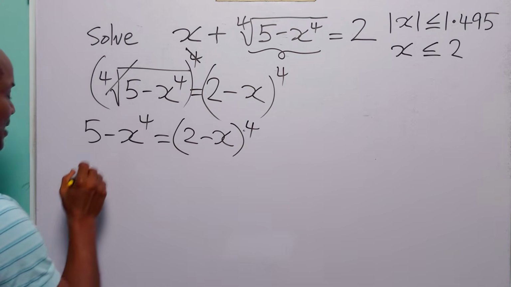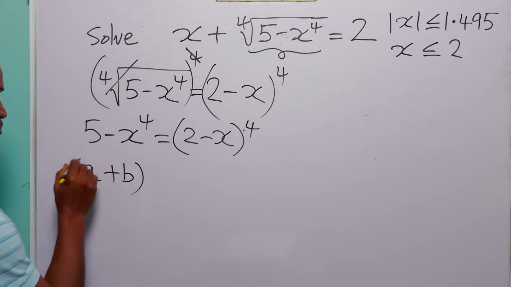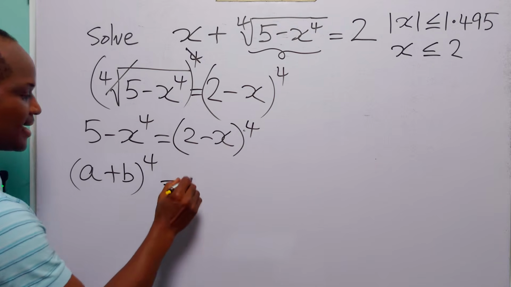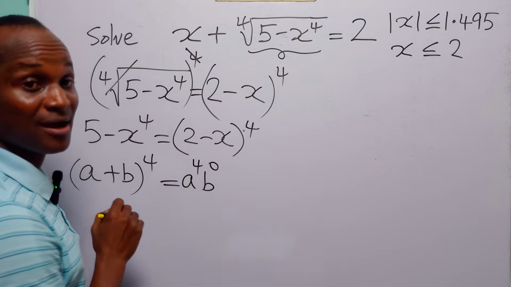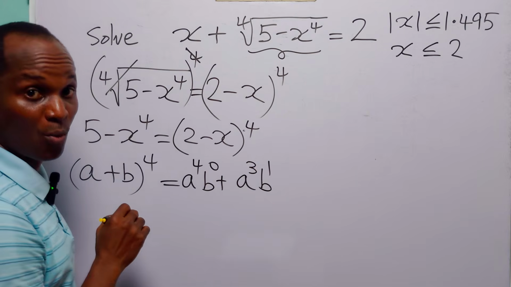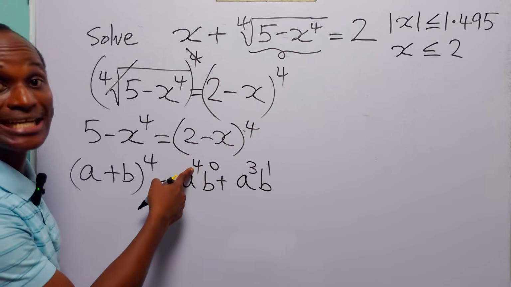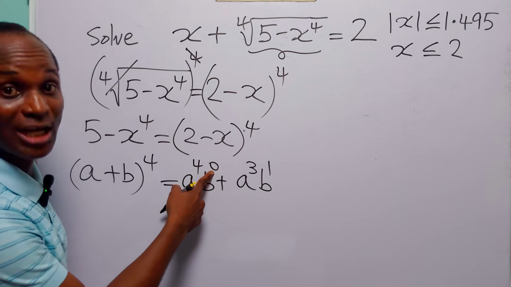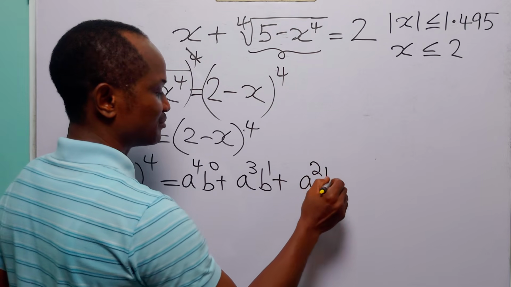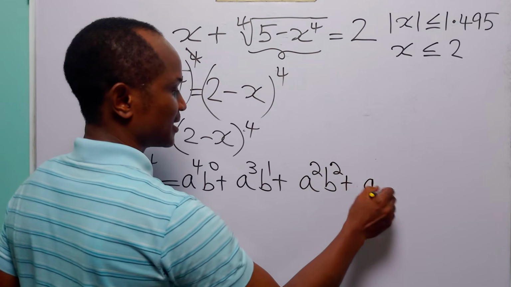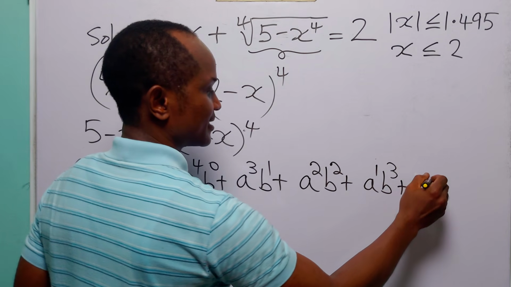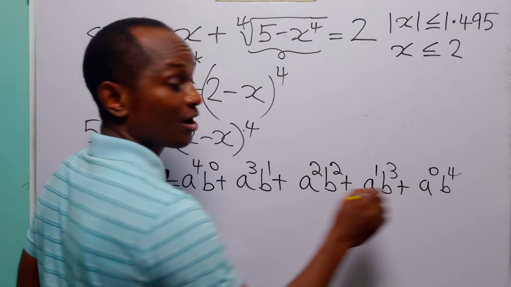But before we do that, let us look at the expansion for a plus b to the power 4. Now this is very easy. We have a to the power 4 times b to the power 0 plus a to the power 3 times b to the power 1. As the powers of a are decreasing, the powers of b are increasing, plus a to the power 2 times b to the power 2 plus a to the power 1 times b to the power 3 plus a to the power 0 times b to the power 4.